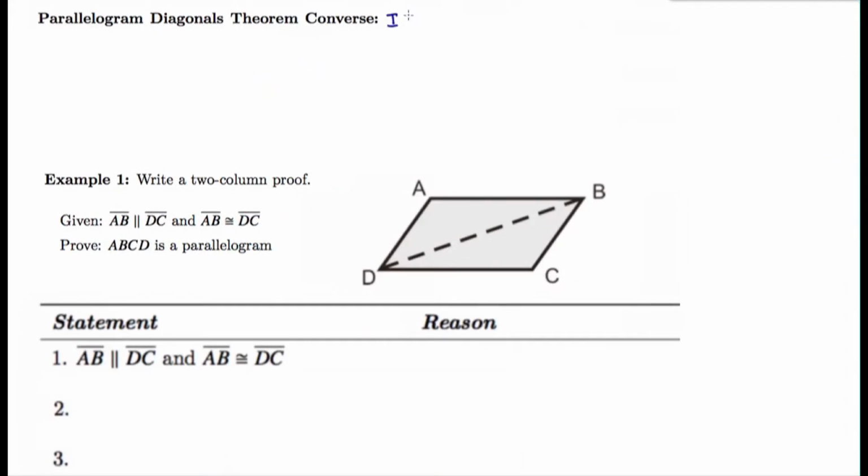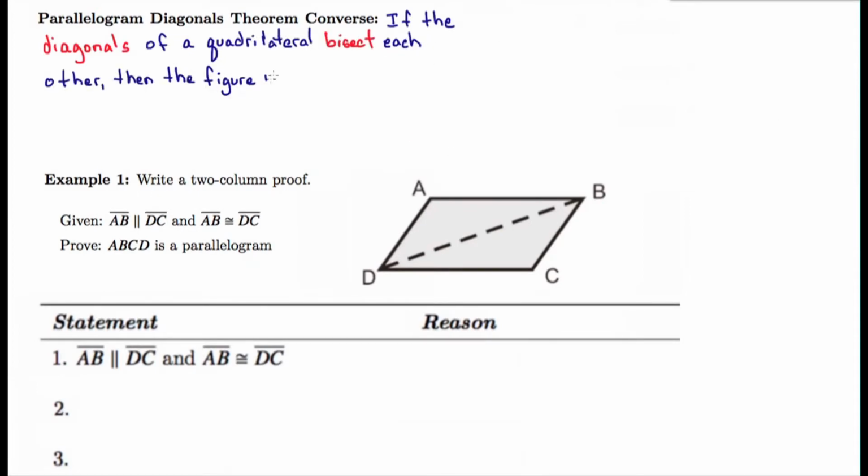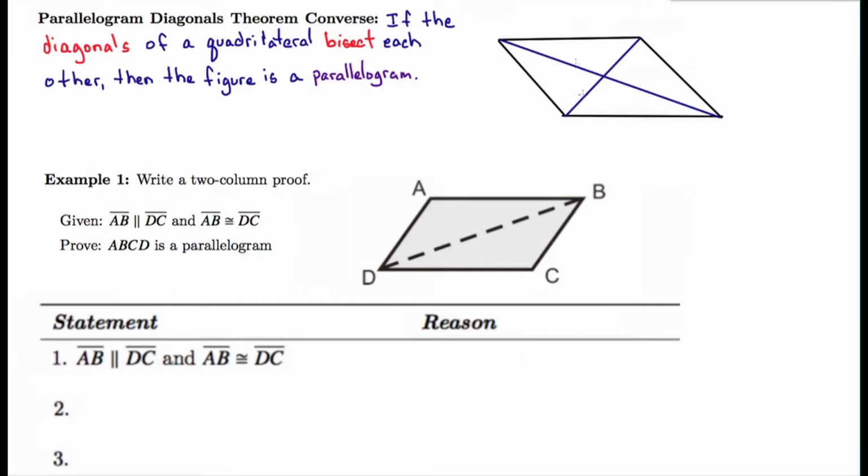The parallelogram diagonals theorem converse. So if the diagonals of a quadrilateral bisect each other, then the figure is a parallelogram. So when they bisect, that means that the two diagonals share the same midpoint.